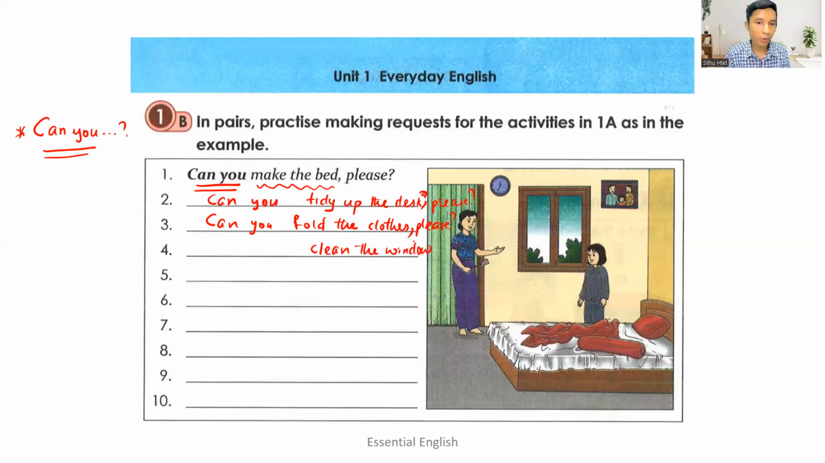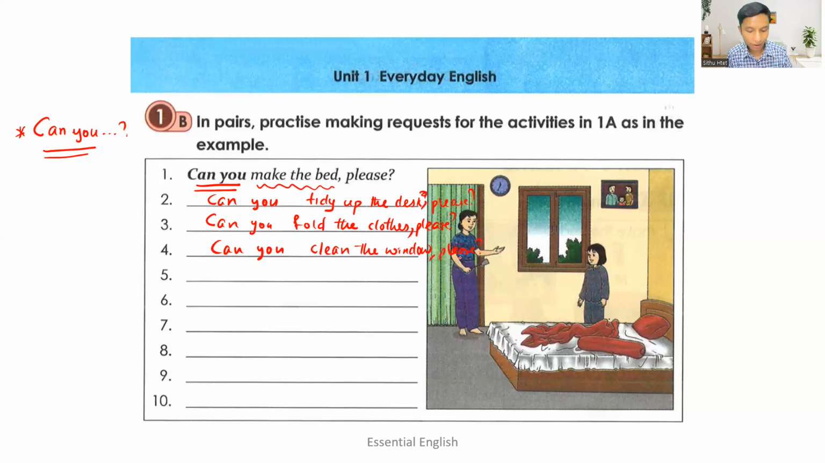So how can you make a request? Can you make a request for me? Can you clean the window, please? Very good. Can you clean the window, please?